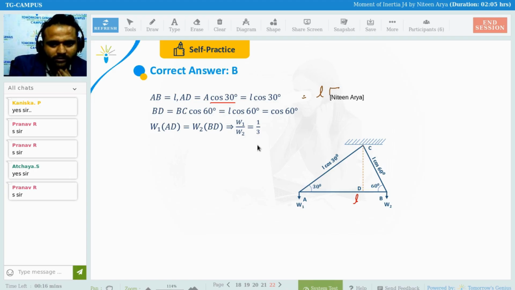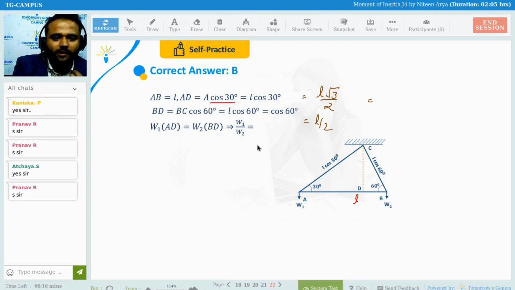L cos 30 degrees is going to be L root 3 by 2. And then L cos 60 degrees is going to be L by 2. So then AD and BD ratio is going to be root 3 by 2. The answer is not correct in the given format.